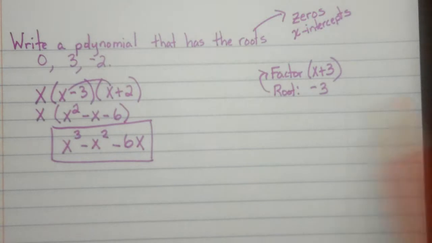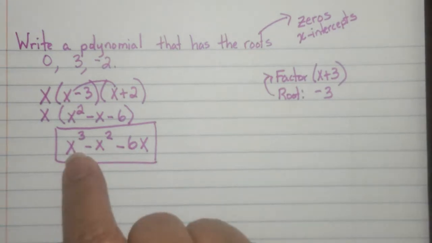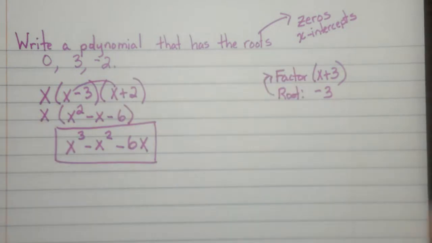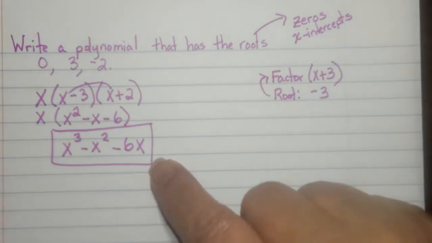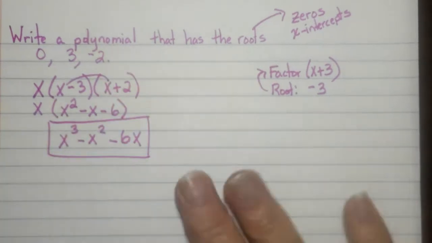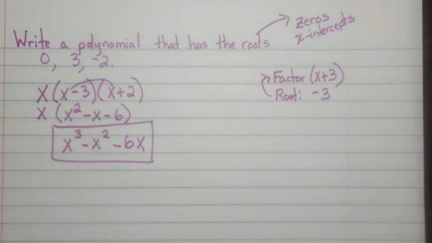Now, this is not the only polynomial that has those roots, but this is the least degree polynomial, right? We could multiply by some other things and get other polynomials that have those roots, but this is the one that is kind of the most basic with those roots. Does that make sense? All right, let me give you one to try.